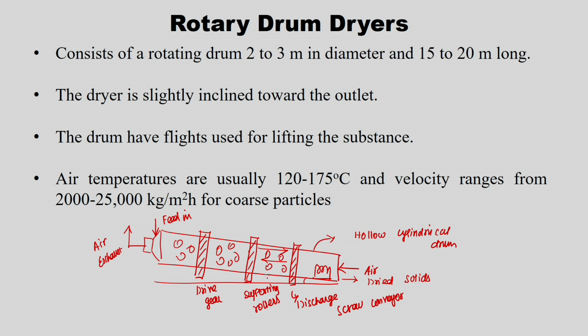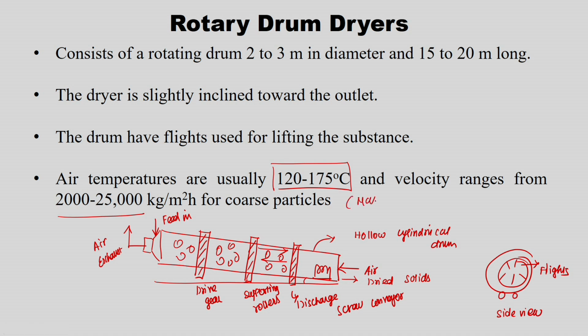The drum also has flights used for lifting the substance when the drum is rotating. So, here you have the flights, right. So, this is in the wheel. This is a side view. These flights are used for lifting the substances, and the air temperature is usually 120 to 175, and velocity ranges from 2000 to 25,000 kg per meter squared hour. This is nothing but mass velocity. Okay. So, this is about the rotary drum dryers.